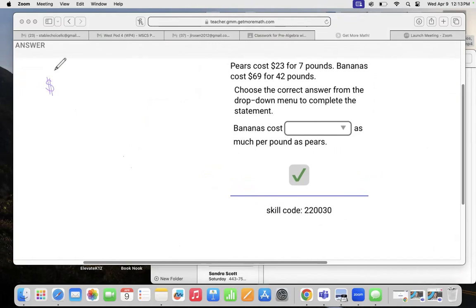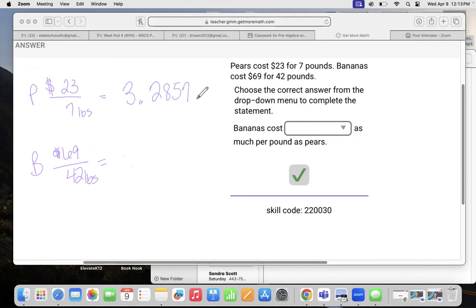If you're ever talking money, money always goes at the top. So it's $23 for 7 pounds. Our pears and bananas are $69 for 42 pounds. So again, money always goes on the top when we're talking about prices of things because it's $23 per pound. So 23 divided by 7, top divided by the bottom. Fractions are just division.